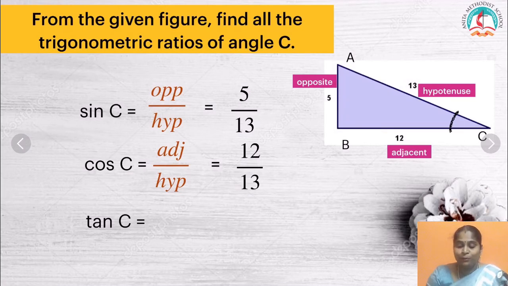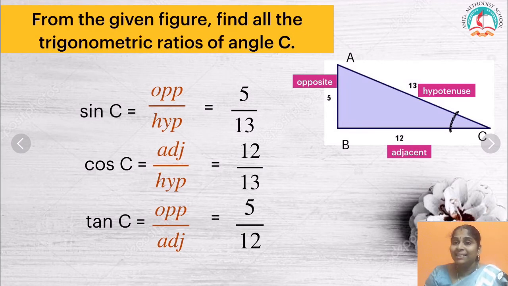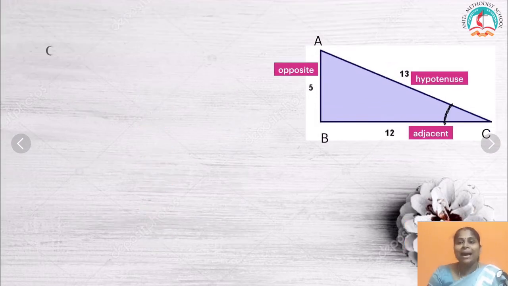Next, we are going to find tan C. How to find tan C? Yes, it is opposite by adjacent. So what is the opposite here? The value of opposite side is 5 and adjacent side is 12. So 5 by 12.